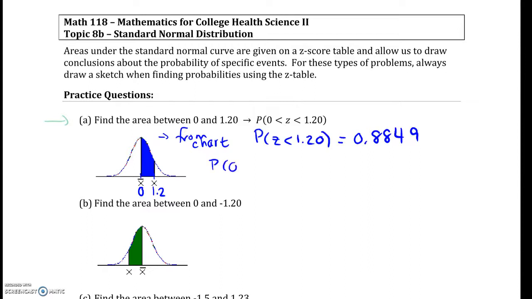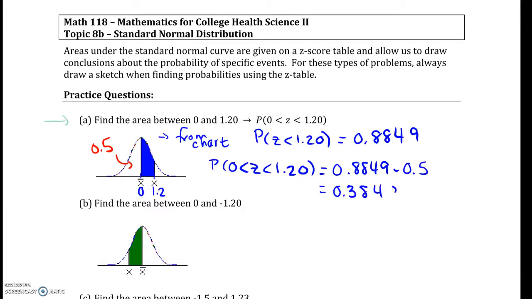The probability that Z is between 0 and 1.2, though, we can easily calculate because we know the area to the left of 0 is 0.5. So we take our 0.8849 and subtract 0.5 to get an answer of 0.3849. The probability of having a Z-score between 0 and 1.2 is equal to 0.3849.